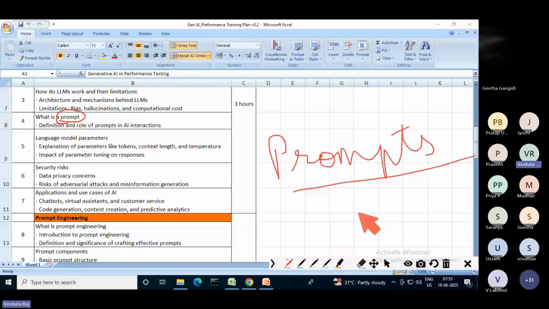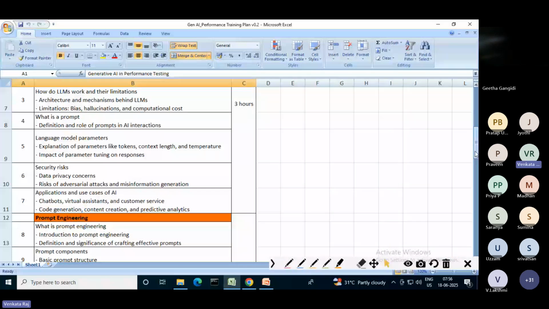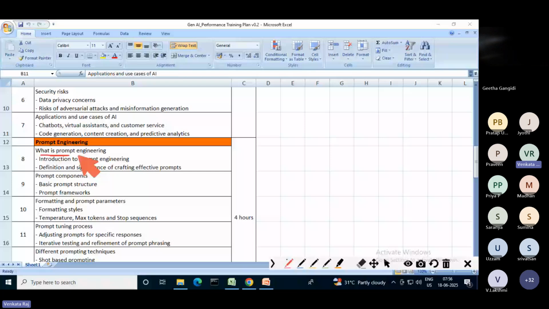So I'm going to discuss now the topics which we are going to cover as part of prompt engineering. So what is prompt engineering? We are going to learn about prompt engineering, and I'm going to explain to you the significance of writing or crafting effective prompts. Then we are going to see the components of a prompt, so basic prompt structure, okay? And then we will discuss different frameworks, guys. We are going to discuss different frameworks based on which we can write the prompts, okay?